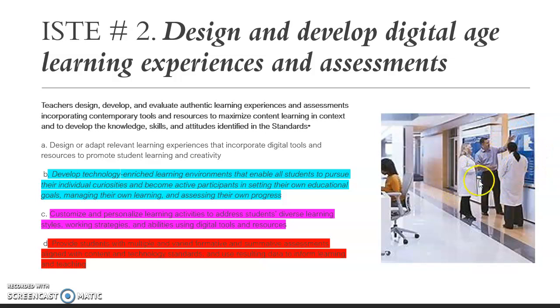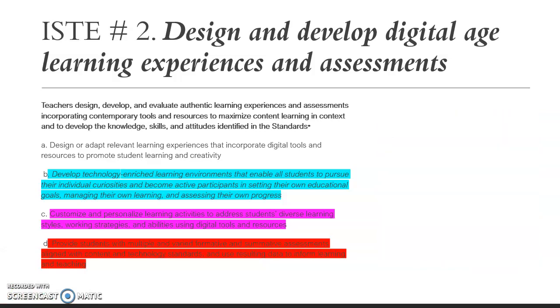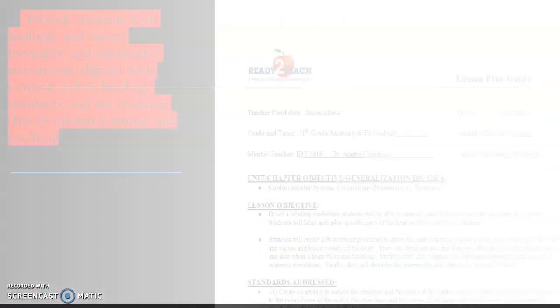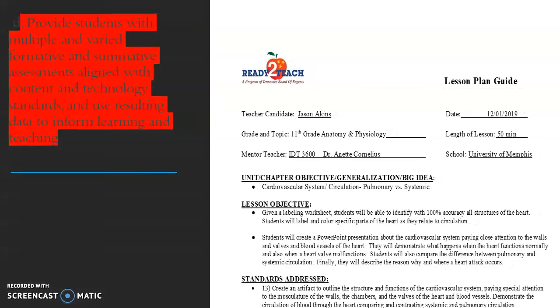So if you see here in this example, this is a collaborative group. Over here you have a person working in solitude. Each person works differently in their own individual styles and ways. You can see I've chosen to highlight these 3 substandards, B, C, and D. So let's get to it. Number B, provide students with multiple varied formative assessments aligned with content and technology standards.